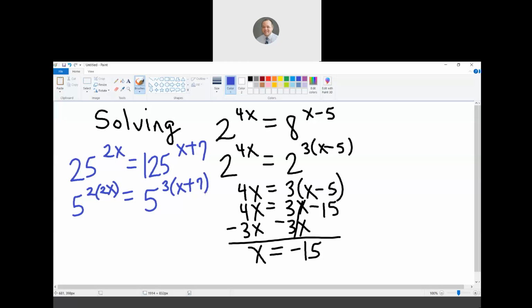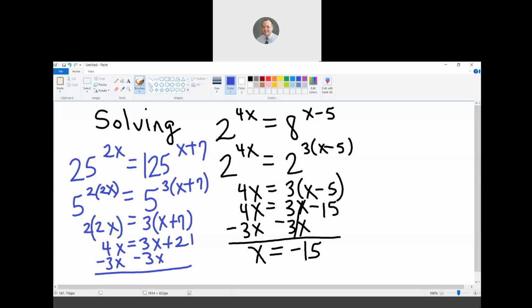And again, because our bases are equal, our exponents are equal also. So we'll bring down our exponents and solve for x. So we have 4x equal to 3x plus 21. Subtract 3x from both sides. And our final answer is x equal to 21.